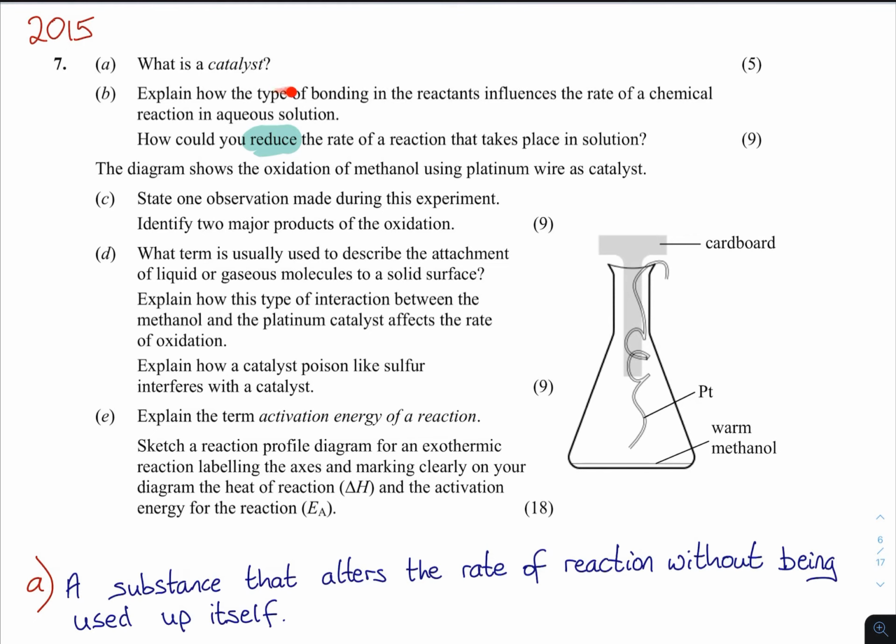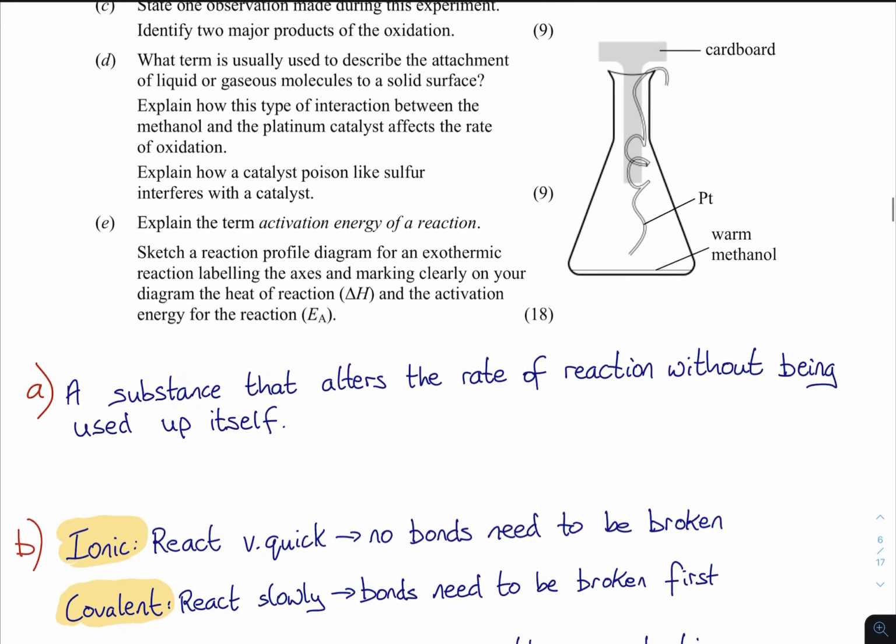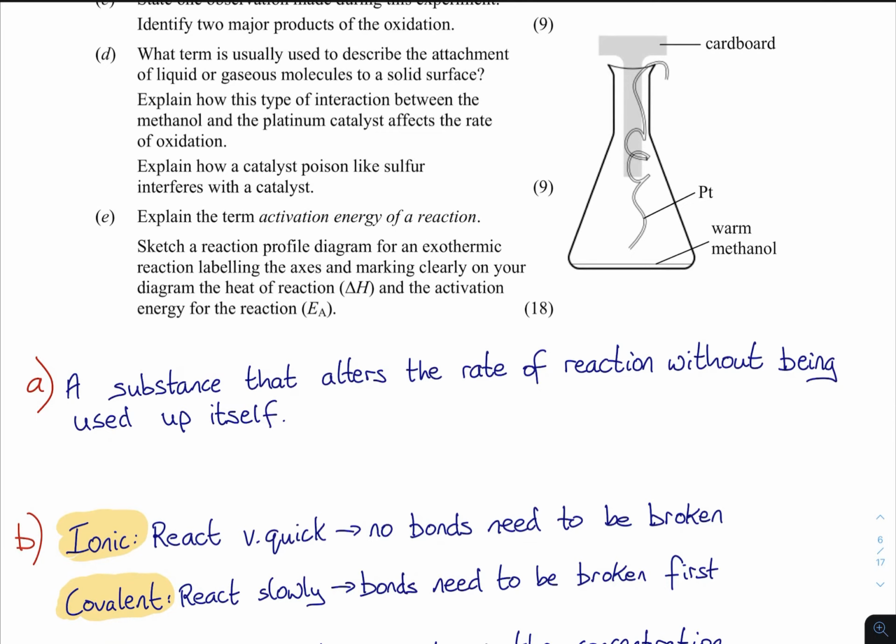Explain how the type of bonding in the reactants influences the rate of a chemical reaction. Now, whenever it comes to type of bonding, they're looking for ionic or covalent. You don't need to worry about non-polar or polar covalent or anything along those lines. Just ionic and covalent. Now, you learn it off. If it's ionic, the reaction is going to be very, very fast. In fact, it'll always be instantaneous, because no bonds need to be broken, because they're ions.